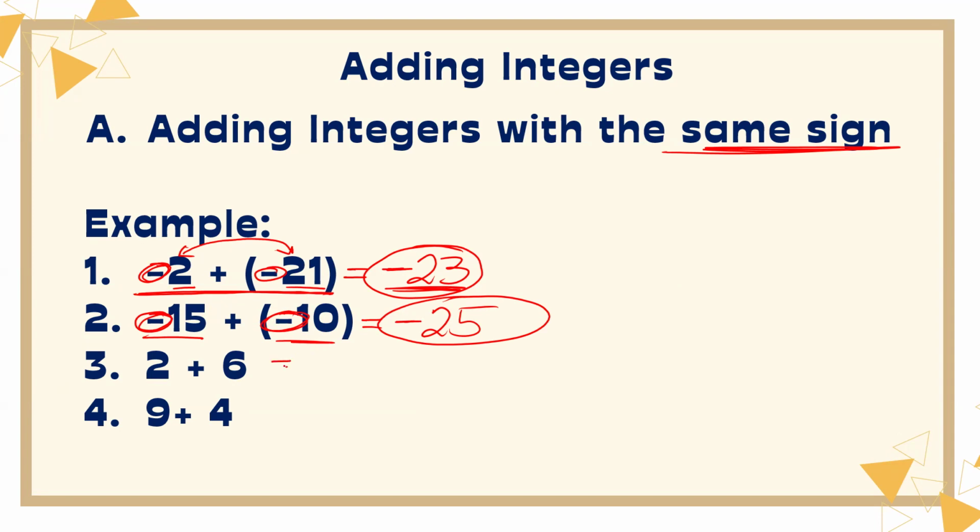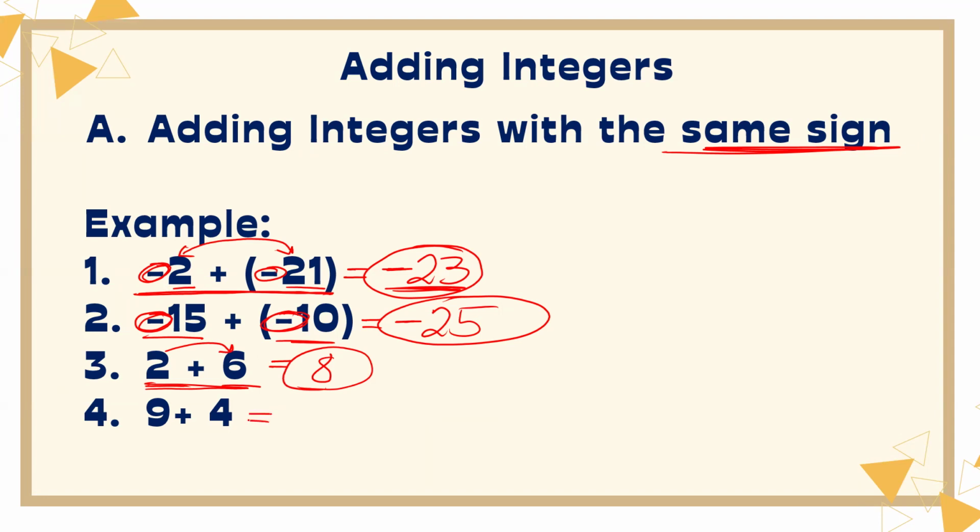Now let's have another example. 2 plus 6. Okay, do we have the same sign for the two numbers? Yes, what's the sign? They're both positive. Then, what's the sum of 2 and 6? 2 plus 6, that's 8. And what's the common sign again of the two numbers? It's positive, so simply our answer is 8.